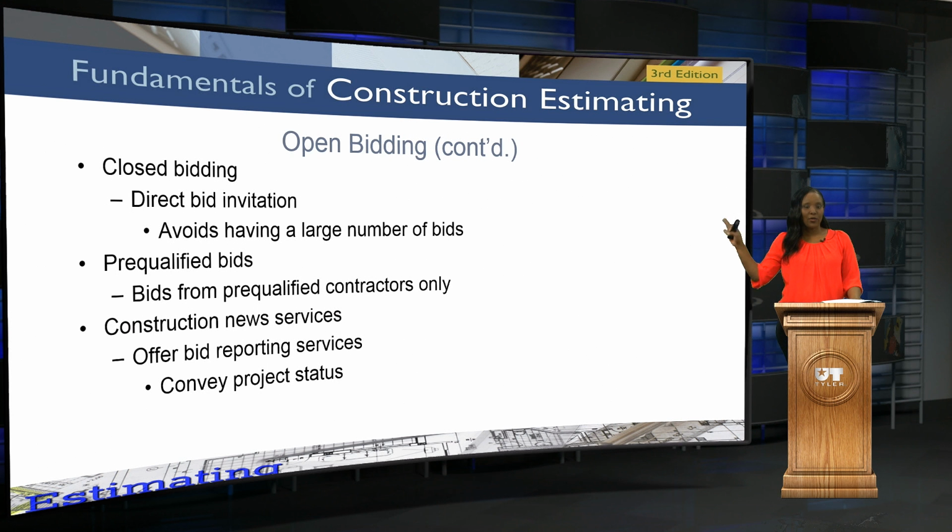Next, we'll just do a quick little overview here. So we have the closed bidding, and that's, like I said, direct bid invitation. It avoids having a large number of bids, as I stated earlier. They're pre-qualified bids from pre-qualified contractors only. There are different processes. So, for instance, there could be a pre-qualification type of thing that goes on, and they want to look at all of your credentials. You'd have to turn in various things that they want to see. And typically this happens if they don't particularly know you. Sometimes this tends to happen.